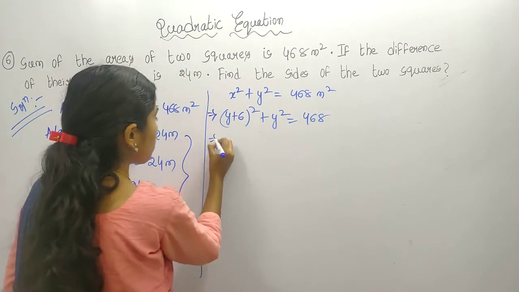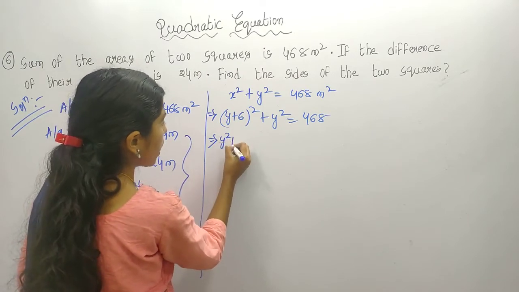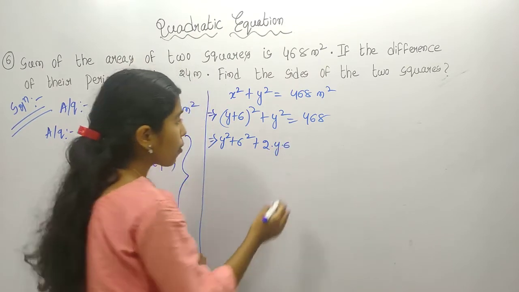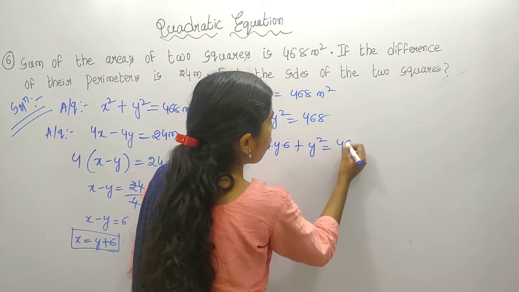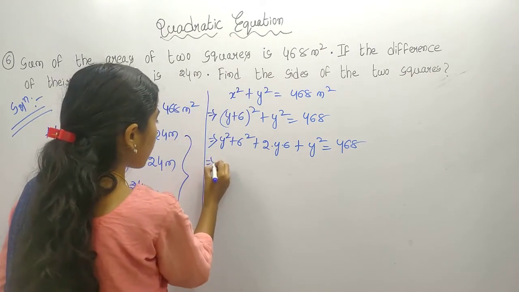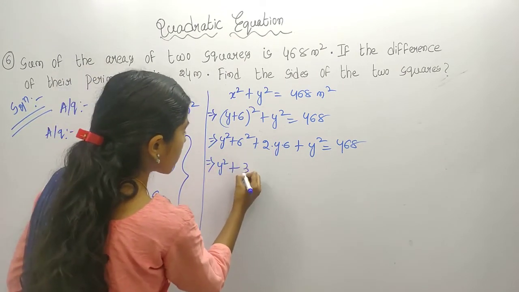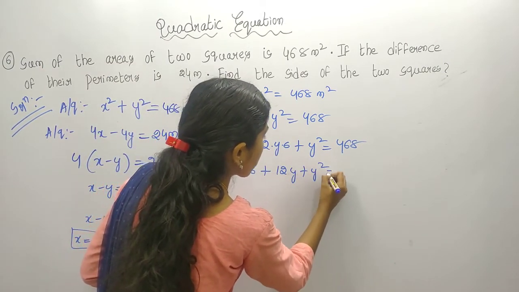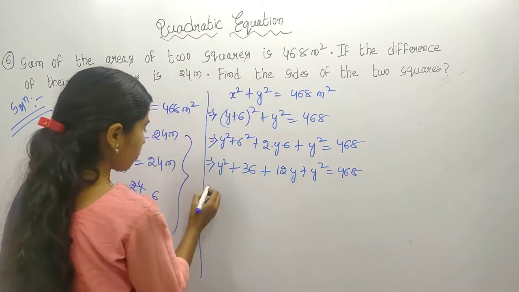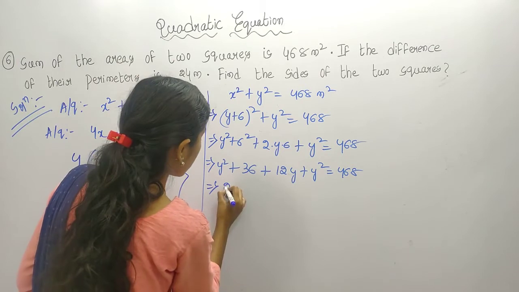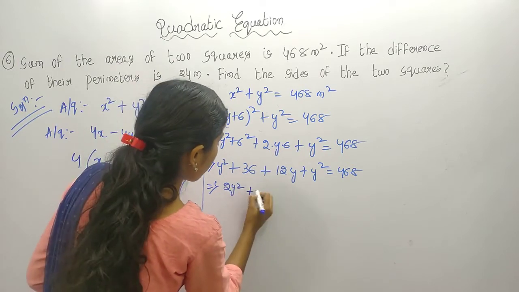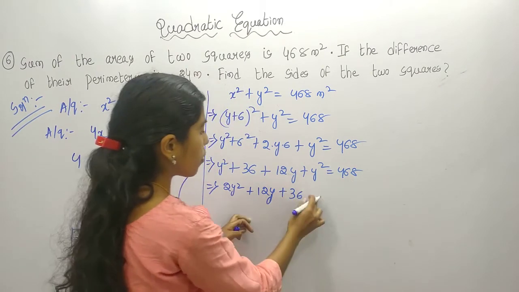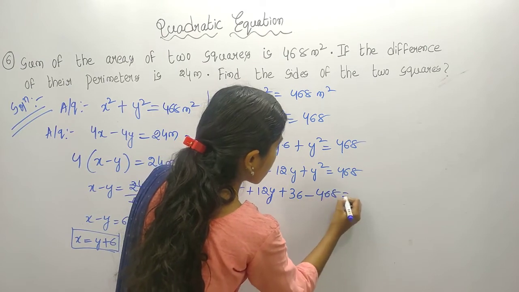Okay, so that implies (a plus b) whole square is a square plus b square plus 2ab: y square plus 6 square plus 2 into y into 6, plus y square equals 468. So that implies y square plus 6 square is 36, plus 2 into 6 is 12y, plus y square equals 468. That implies y square plus y square is 2y square, plus 12y plus 36; 468 will come this side, so minus 468 equals 0.